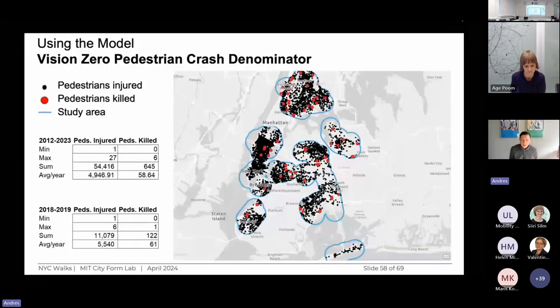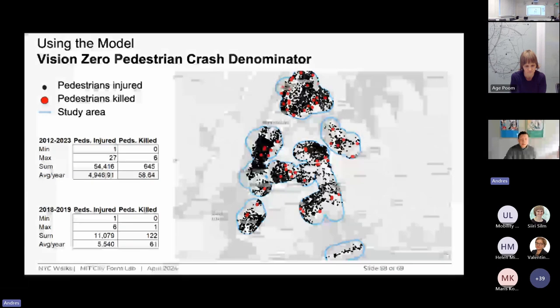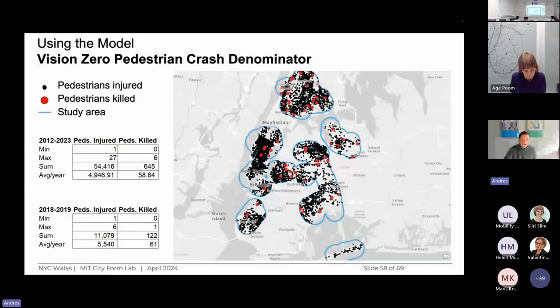Finally, I wanted to illustrate a case how this data can be really useful already for policymaking and decision making in New York. This chart here illustrates pedestrian crashes in parts of New York where we had the data digitized. The black dots illustrate locations where vehicles had crashed into pedestrians, injuring them, and the red ones are more tragic locations where pedestrians had been killed in those areas.